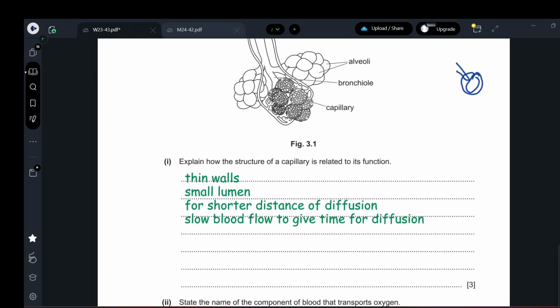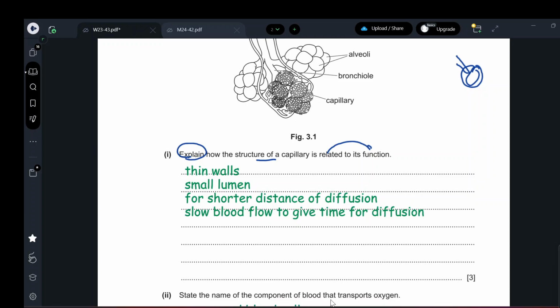Okay, so be careful, because he says here, explain how the structure of the capillary is related to its function. What is the function of the capillary? The function of the capillary is diffusion. So what does it have to allow diffusion? Thin walls, small lumen for shorter distance of diffusion, slow blood flow to give time for diffusion, anything that helps diffusion. I can also say there are small gaps or holes in the wall of the capillary to allow the diffusion.